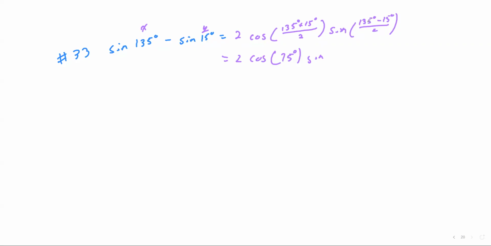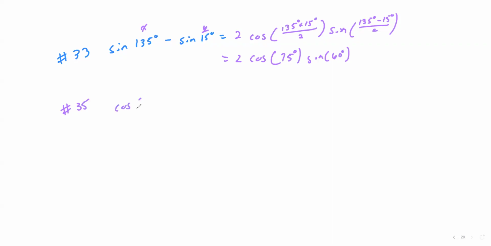We were going so good. All right, so that's 135 minus 15, which is 120 divided by 2. So that would be sine of 60 degrees. And again, we do not have to actually go write out the answers. We can leave it as such. All right, I'm going to stay on this page. Let's do one more, and that's number 35.